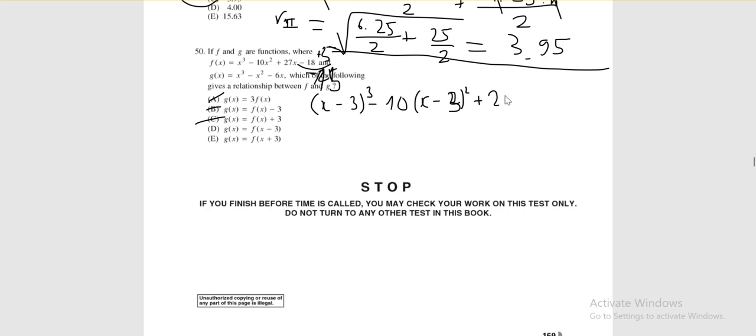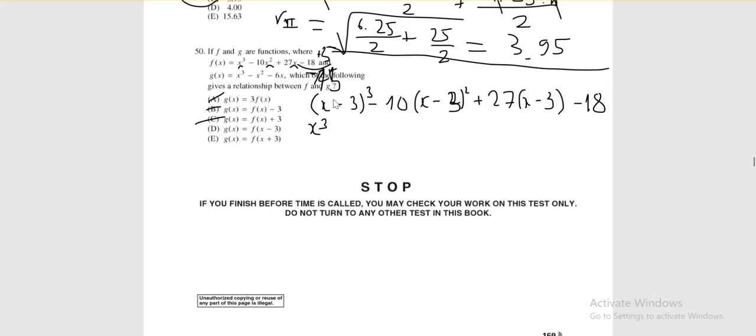So let me just do one example. Let me just do D, and if D doesn't turn out to be wrong, then the answer must be E, right? Because it's similar. But I would suggest you do this one. So we substitute x minus 3 for every x here, all of x.